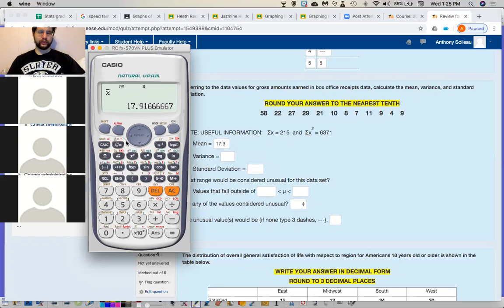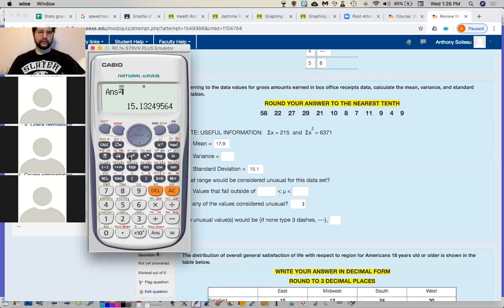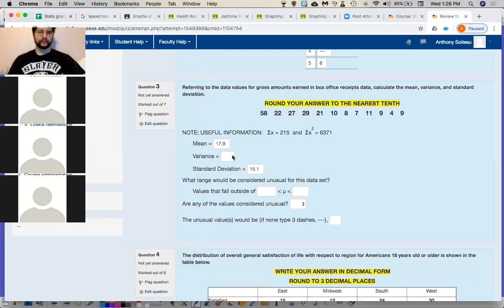To get the variance, remember, variance is the square of your standard deviation. So I'm going to take my standard deviation, S, not sigma, that's estimating the population standard deviation, which we do not want to do ever. We want our S. 15.1 would be my standard deviation. So let me go ahead and write that down. And I'm going to square that and get 229.0 for my variance. The box is a little small, but there it is.